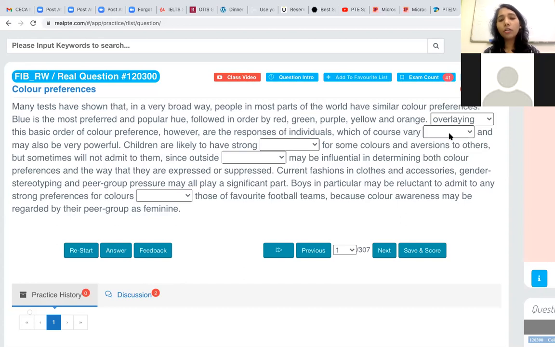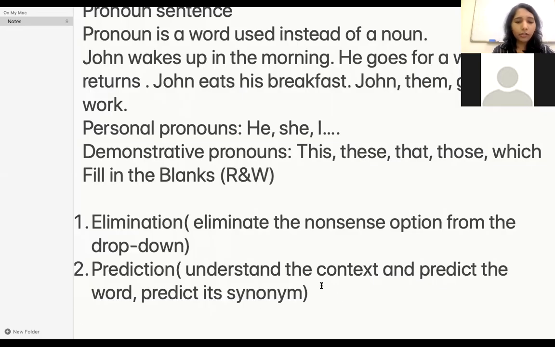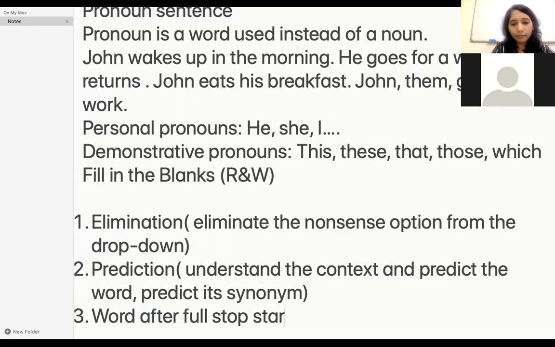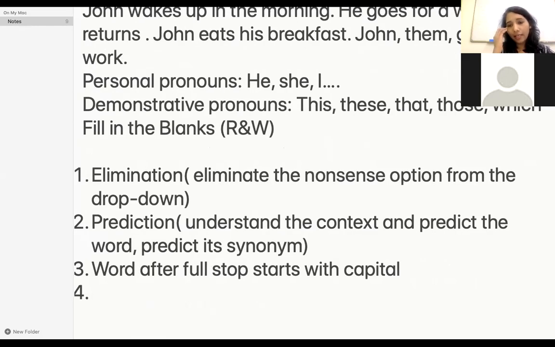So there's something called collocations, which is helpful for your blanks. The first thing you saw is the elimination method. Then you saw that a word after a full stop will start with a capital. So: elimination, then prediction, then the word after a full stop starts with a capital. You saw this. Then the fourth thing that you should understand is, what do we see now?